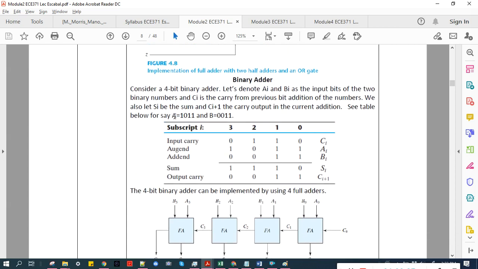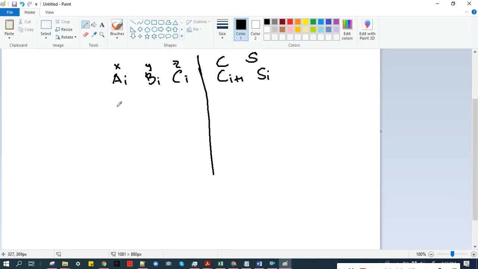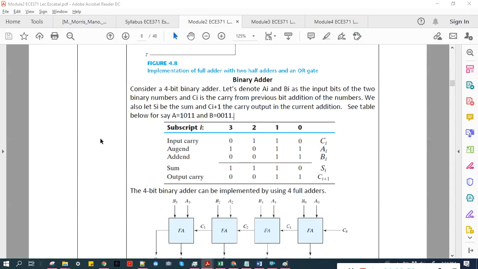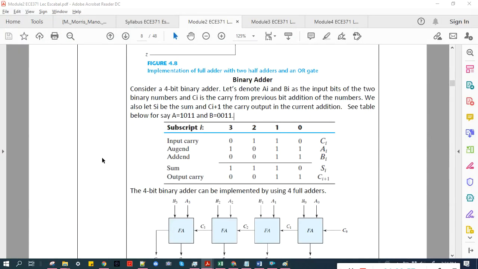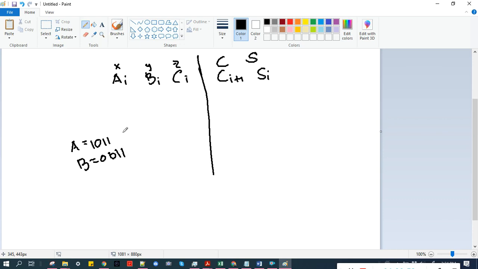For example, we have a 4-bit binary adder where A is equal to 1011 and B is equal to 0011. So we will try to add A and B, where A is 1011 and our B is 0011.